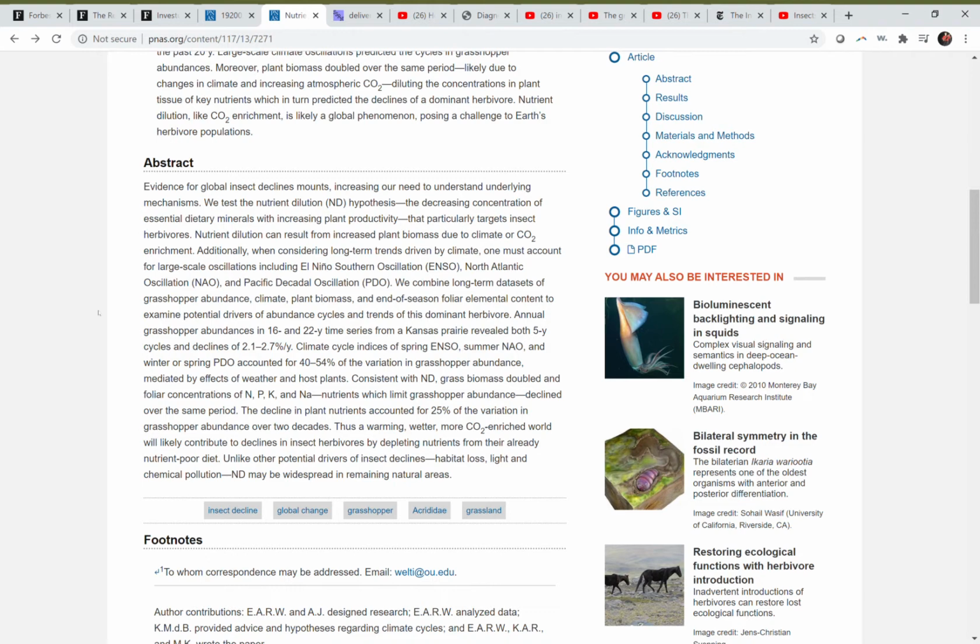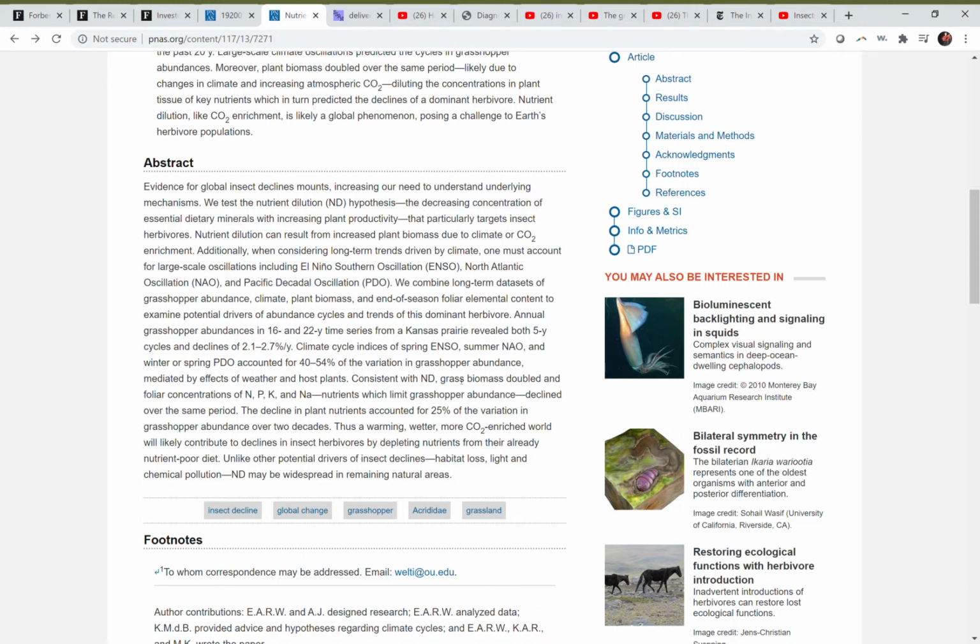So the question is, why are these grasshoppers disappearing? Climate cycles are explaining part of it, but what's the remainder of that reason? So they tested a theory called nutrient dilution. This theory says that as you have higher concentrations of carbon in the atmosphere, that's going to manifest in increased plant productivity, because carbon is good for plants, it helps plants grow, but with decreasing concentrations of minerals. The plants take up more carbon, but the levels of essential dietary minerals decrease over time because the plants are not taking up these minerals at the same rate as they're taking up carbon.